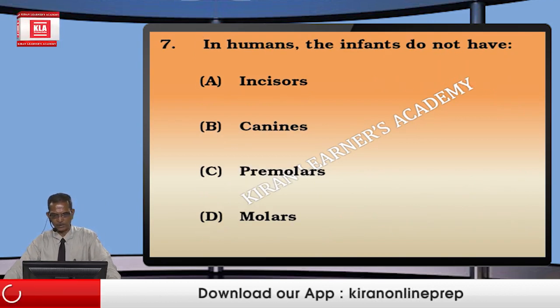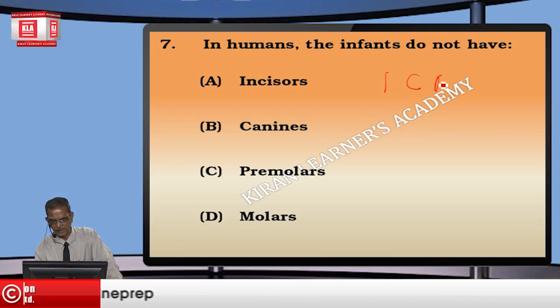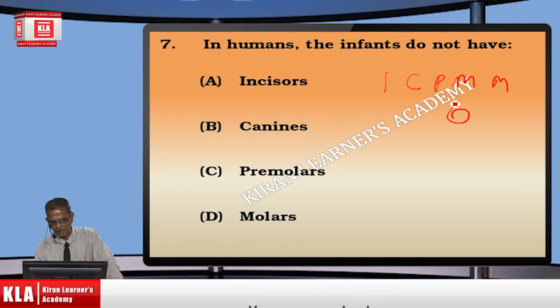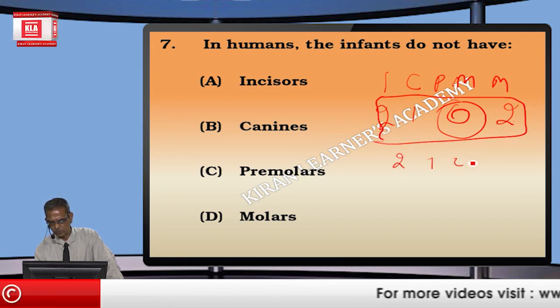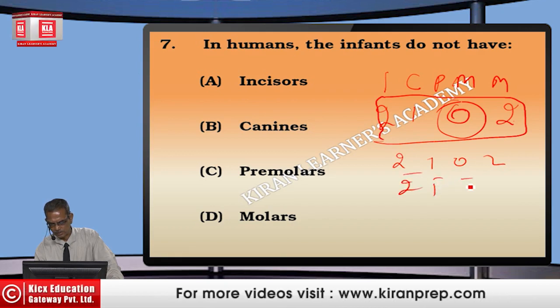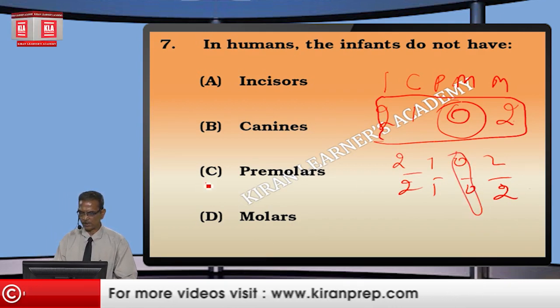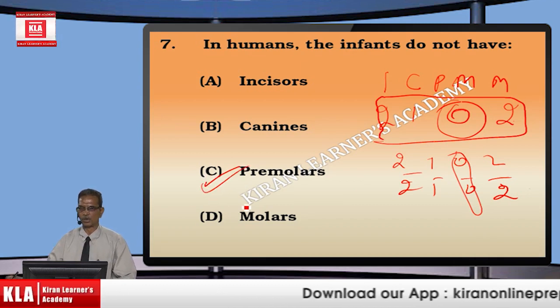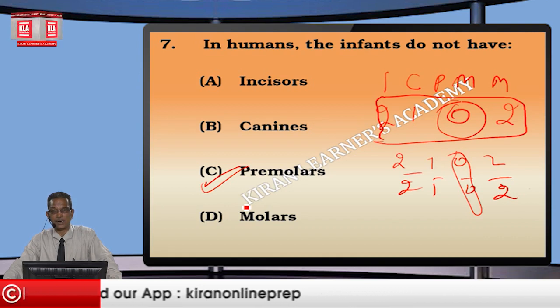Next, in humans, as we discussed earlier, we have I, C, PM and M. And PM is 0, because the dental formula is 2, 1, 0, 2, 2, 1, 0, 2. As PM is 0, that means human infants lack premolar teeth. The premolar teeth develop, or arise, as the infant starts growing bigger and bigger by age.